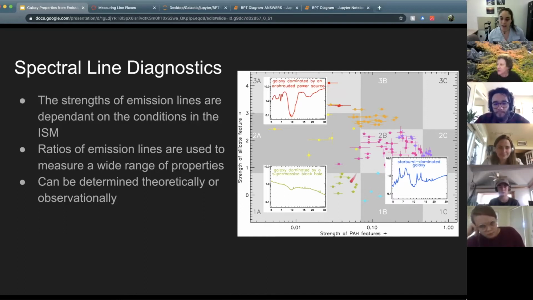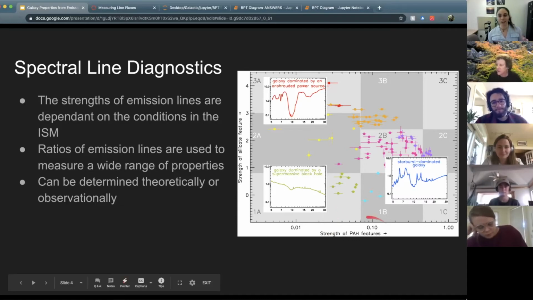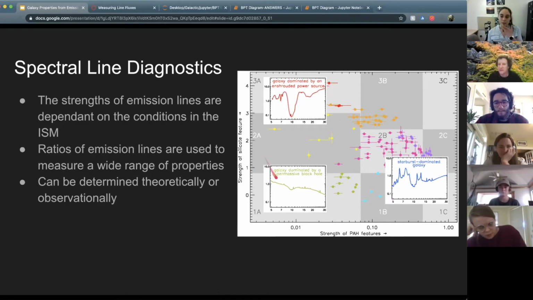Based on looking at the strength of a PAH feature, so kind of an emission line-ish, and the strength of a silicate feature, he was able to separate galaxies by their different types. So AGN galaxies, galaxies that have a dust-enshrouded source of emitting light, and then star-forming galaxies. He went out and got a lot of observations of the strength of the PAH features, as well as the strength of the silicate features, and then noticed that when he plotted them, different types of galaxies fell in different quadrants on this graph.